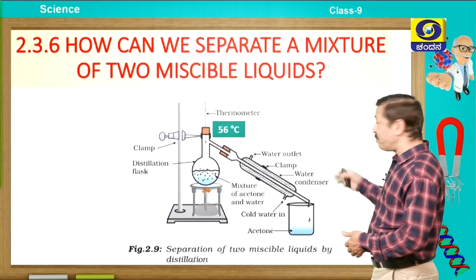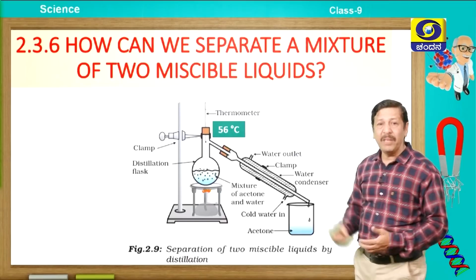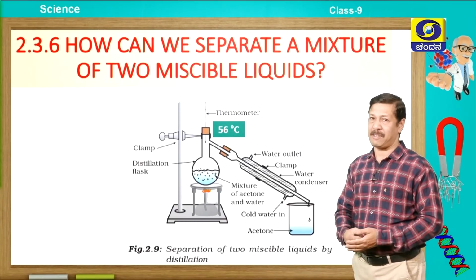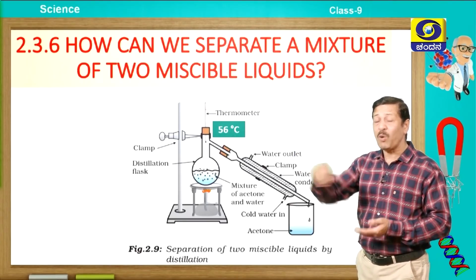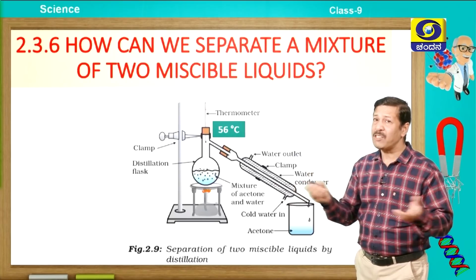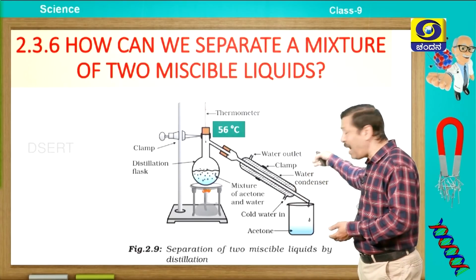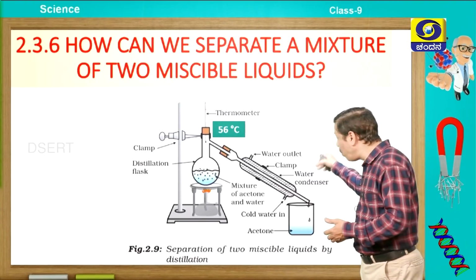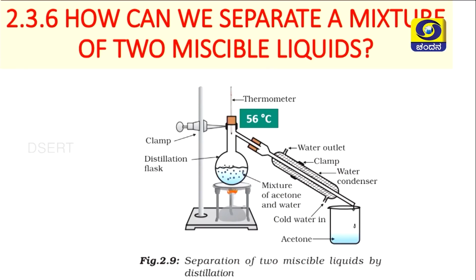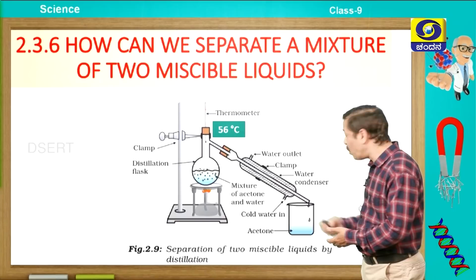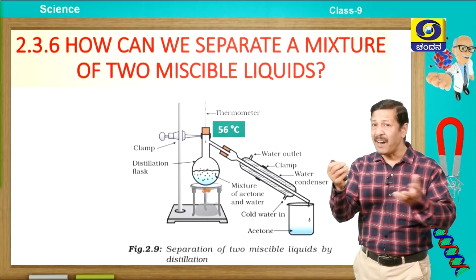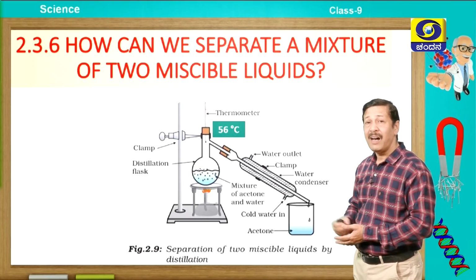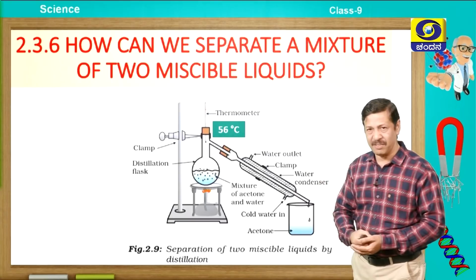Here, how can we separate a mixture of two miscible liquids like alcohol and water, acetone and alcohol, or any organic solvents? Here we have a mixture of acetone and water. Here you are seeing in a round bottom flask or distillation flask, we are taking the mixture of acetone and water. Water boils at 100 degrees Celsius, while acetone boils at 56 degrees Celsius.